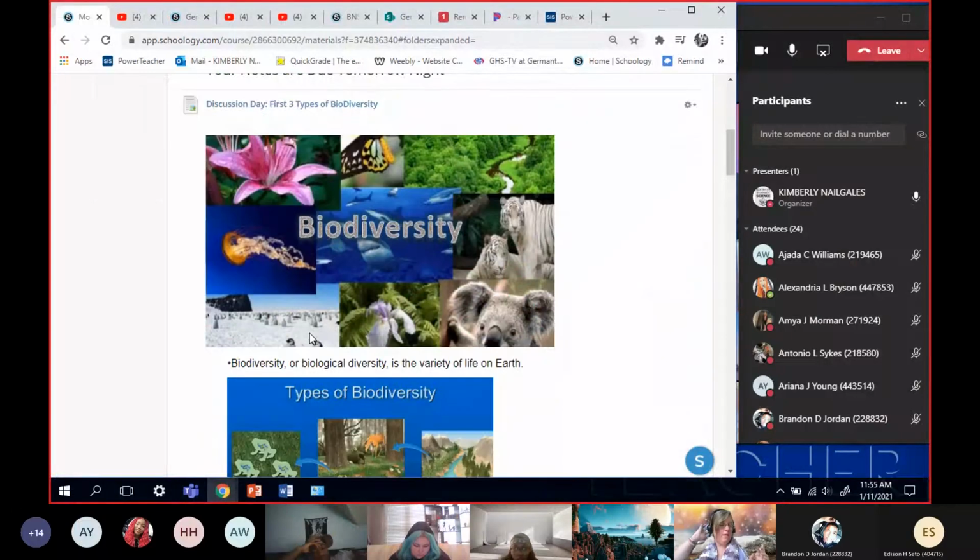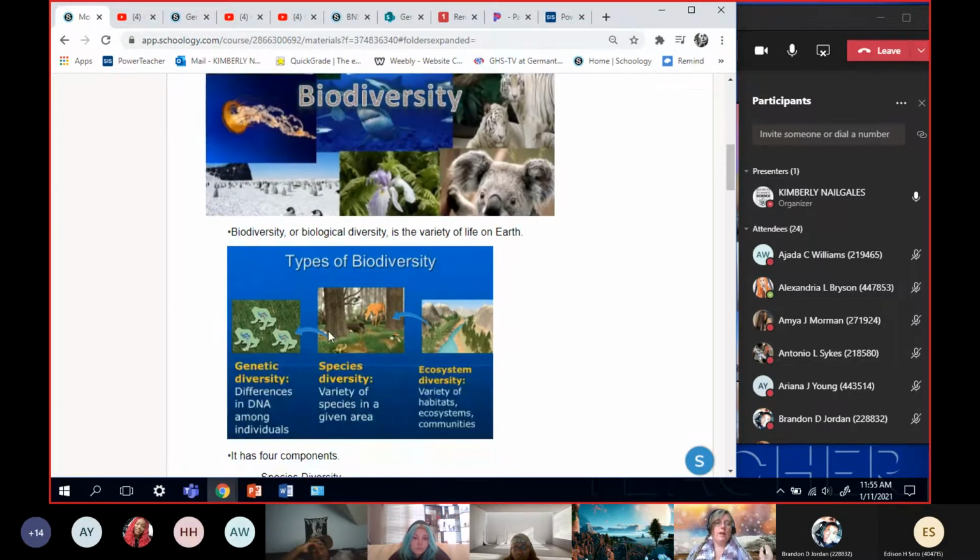Now, when we talk about biodiversity, it's a word that we use quite often in ecology, but you may not realize how deep the word goes. It's basically the variety of life on Earth, and that's easy enough because when we think diversity as far as humans go, we think skin color, culture, religion. Those are all different parts of diversity for humans.